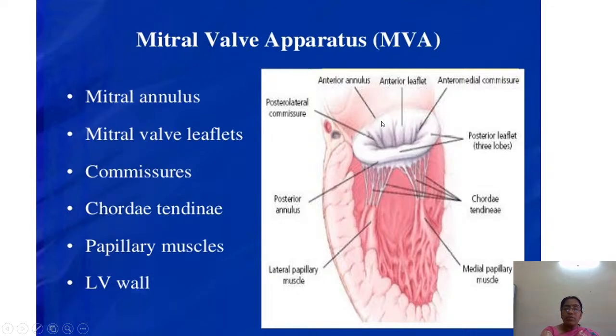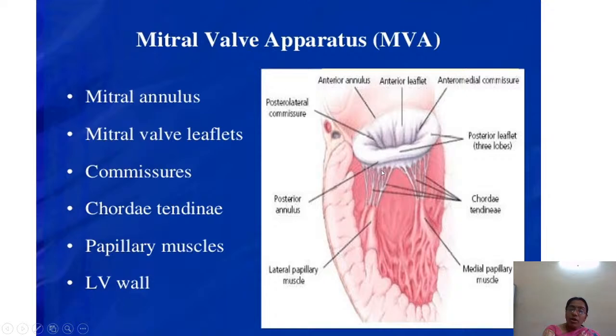The annulus consists of an anterior annulus and a posterior annulus, and these are the leaflets, because on the left side it is a bicuspid, on the right side it is a tricuspid. The mitral valve leaflets are the two: this is the anterior leaflet, and these are called the posterior leaflets. The anterior and posterior annulus are joined by means of commissures. So these are called the commissures.